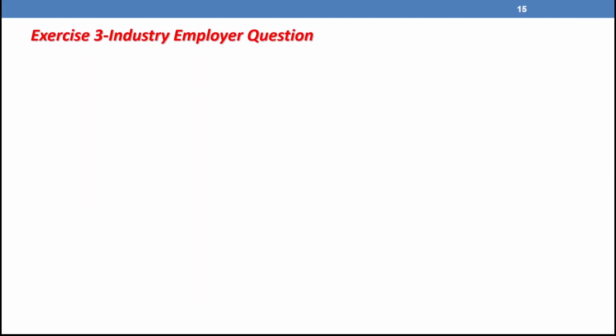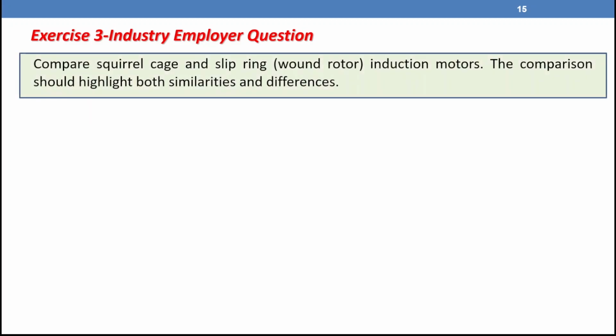Another exercise from industry employer questions during the interview process: compare squirrel cage and slip ring induction motors. The comparison should highlight both similarities and differences. I'll leave this question for you to answer. If you watch the video and the previous slides, you can answer that one easily. But also, when you watch the next videos, you can enhance the answer as a base of comparison between squirrel cage and slip ring.